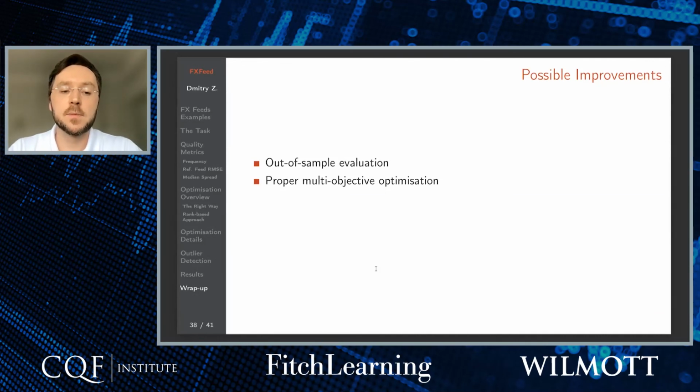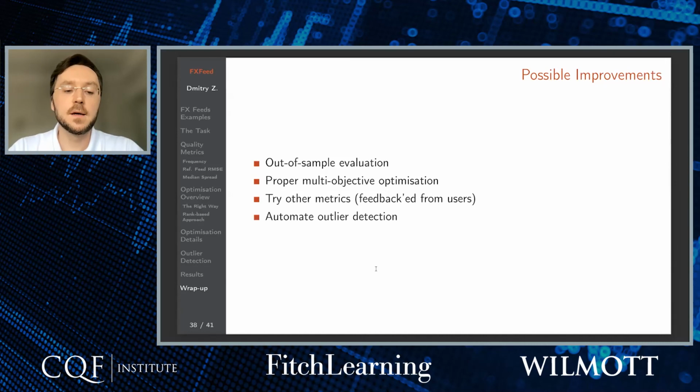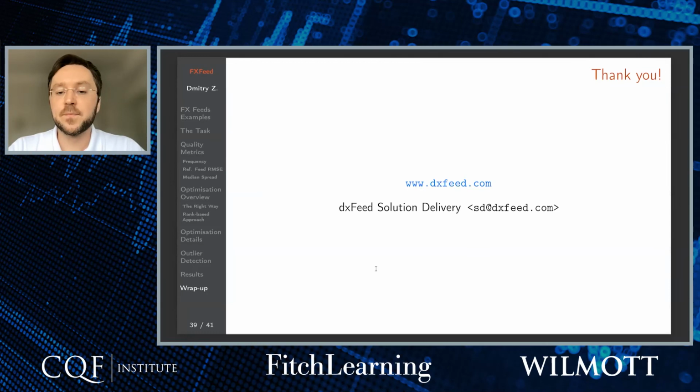You can also do proper multi-objective optimization, the Markowitz's modern portfolio theory style. You could try other metrics, for instance, feedback from users. So you may optimize characteristics that are important for the feed consumers. You could somehow optimize the outlier detection, and you could try other models, for instance, one based on the exponential weight decay, and so on.